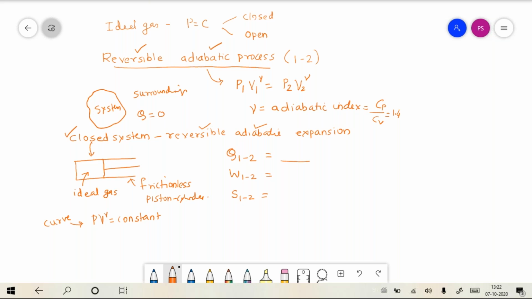What is the value of work transfer? How do we obtain work transfer when it is a closed system? The non-flow work expression is what? It is the integral of P dV. And you know, P V raised to gamma is equal to constant. Let me denote the constant by C. So P is equal to C upon V raised to gamma.